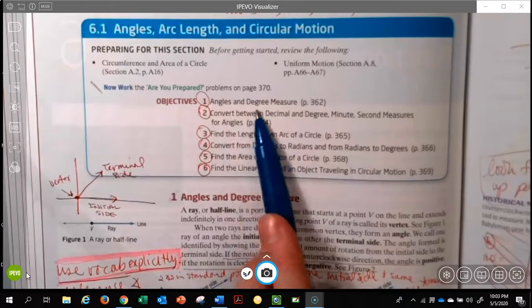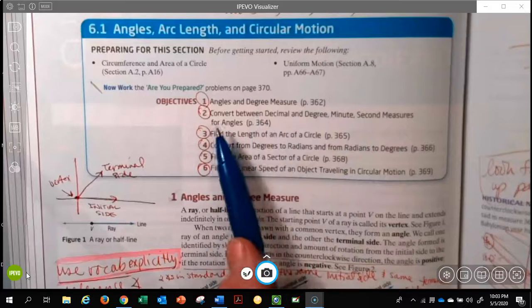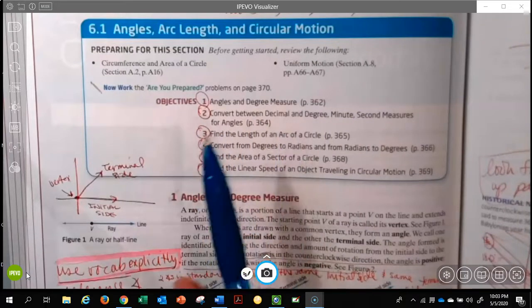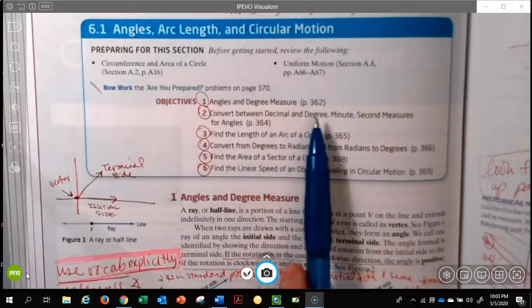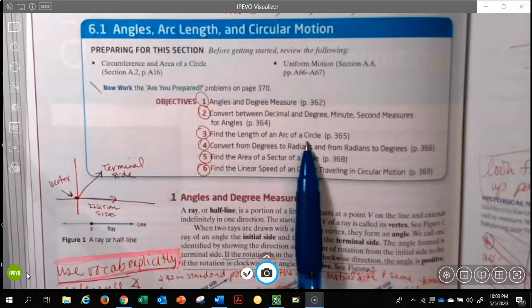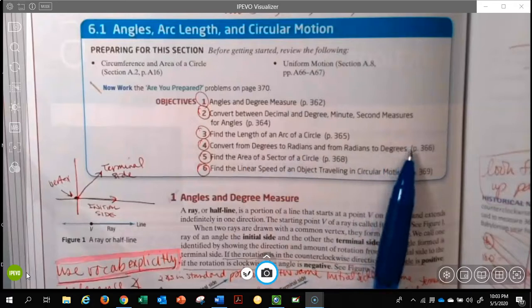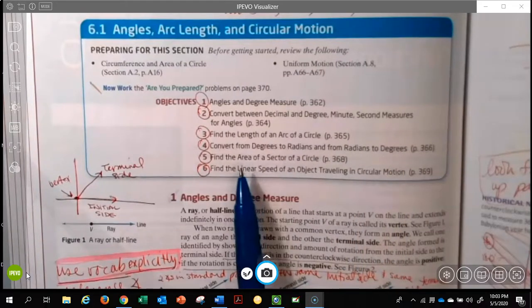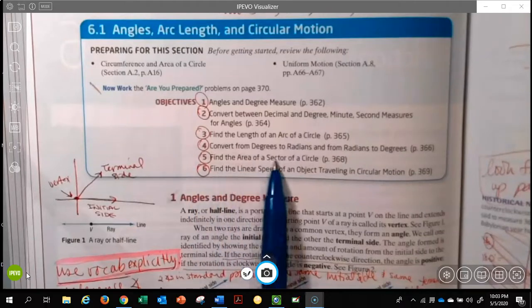We're going to talk about angles and degree measure. You may have had a geometry class and have done this before. You just need to see what it's going to look like in trig, if not the same thing. We're going to convert from a decimal to a thing called degree minutes seconds. We're going to find a thing called an arc length. I'm going to ask you to memorize that formula. We're going to convert from degrees to radians and radians to degrees. It's no big deal, but you got to know what to use and which way to use that ratio. Find the area of a sector and find linear speed.